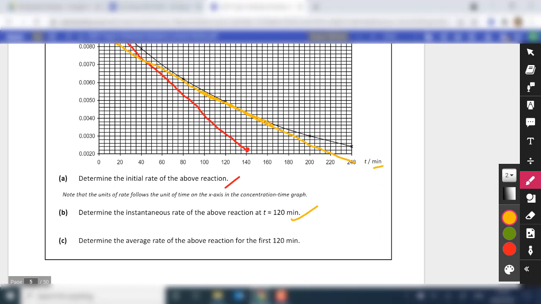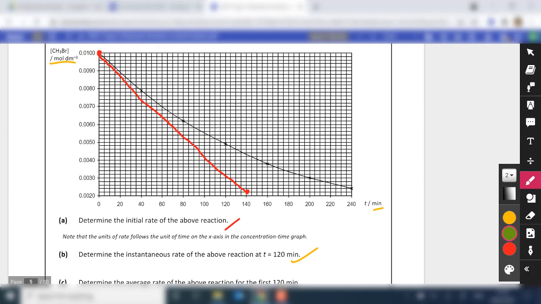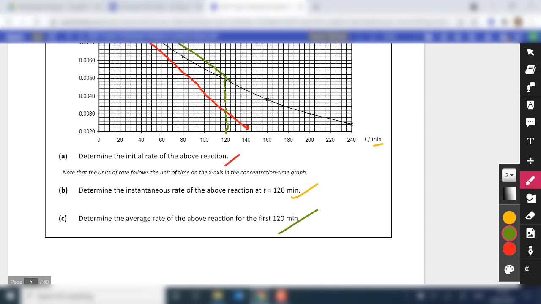Determine the average rate of the above reaction for the first 120 minutes. I'm just going to erase this because I can't really see very clearly. So for the first 120 minutes, what I'm going to do is put a dotted line here, and then over here, and then I'm just going to draw a line down. Sorry, my line is not straight. Horrendous. Then from here, I will determine, and then I can get this as well.